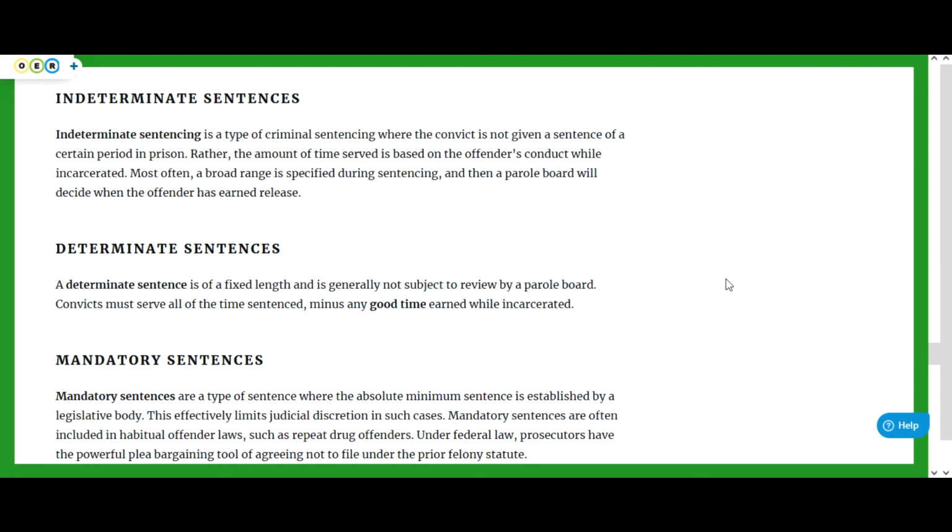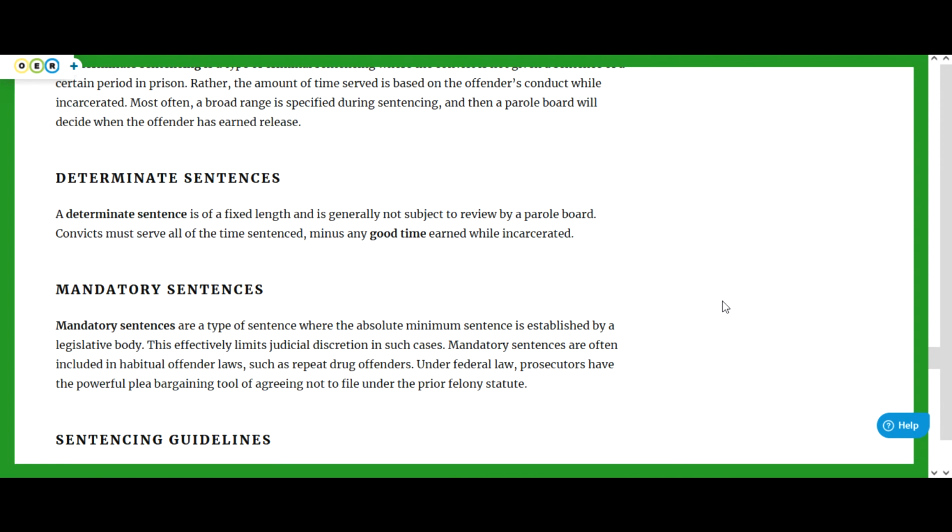Determinate sentencing is where there is a fixed length. There is a beginning and an end. Typically, they are not reviewed by a parole board. However, sometimes good behavior can reduce the sentence a little bit, but typically the parole board's not going to say, "Oh yeah, they're rehabilitated. They can return to society." They don't hear those cases. Whereas indeterminate will be like, "Yeah, based off of what you've done and everything like that, you're free to go."